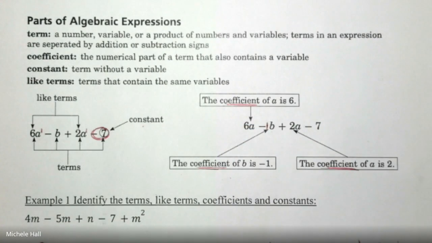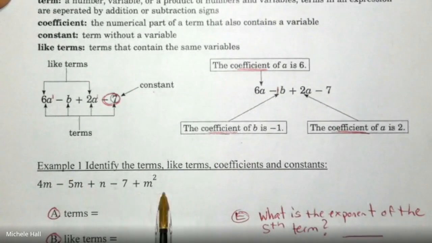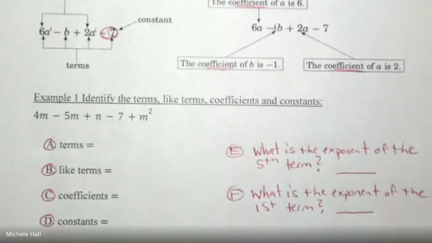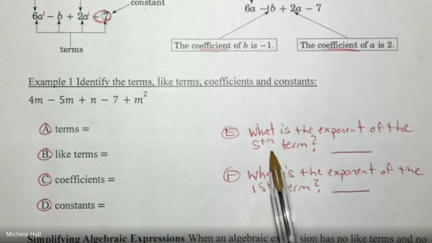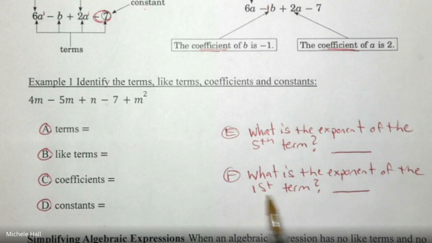All right, now you're going to answer some questions. Example 1, just say example 1 and then write this expression down. Pause the video and write down A through F. Terms, like terms, coefficients, constants. What is the exponent of the 5th term? What is the exponent of the 1st term? Pause the video and then come back and we'll do this together.